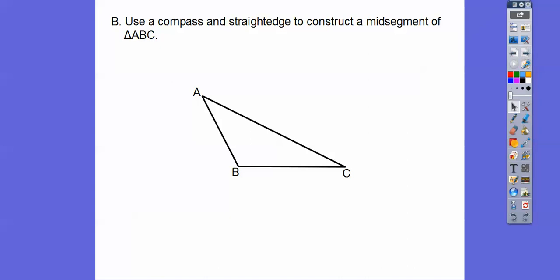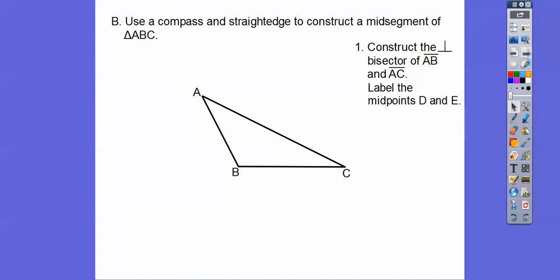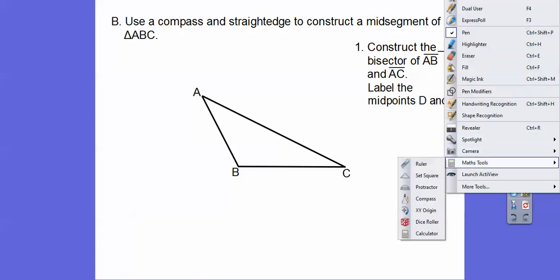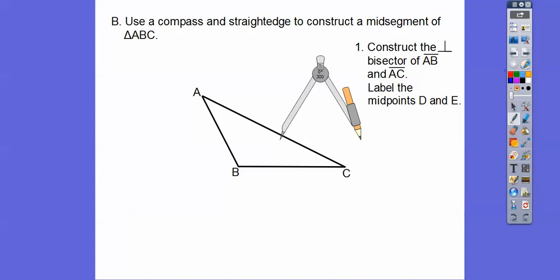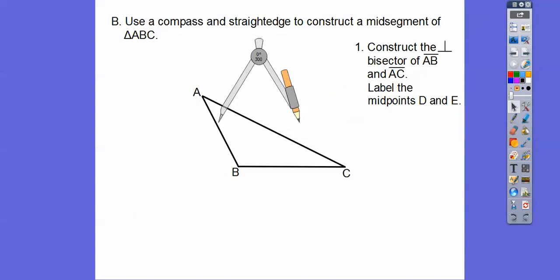So we're going to use a compass and a straight edge to construct the mid-segment of the triangle right here. First thing I'm going to do is construct a perpendicular bisector of side AB. Let me grab side AB and my compass. We're going to put the pointy end on A. We've done this several times already, and we're going to arc.